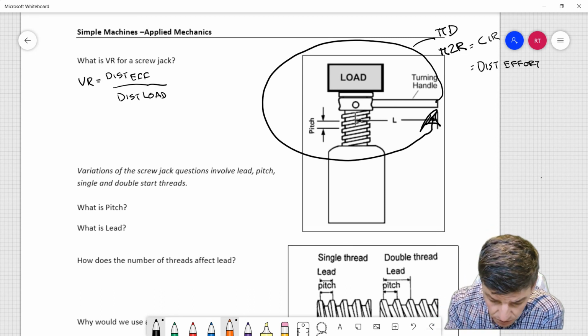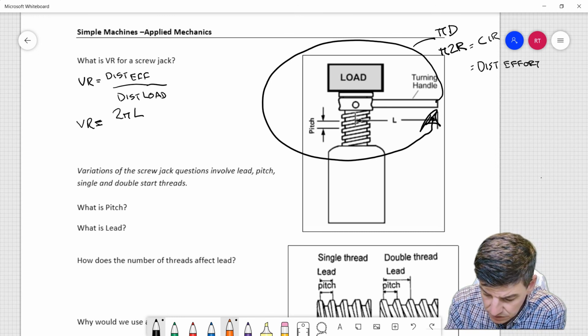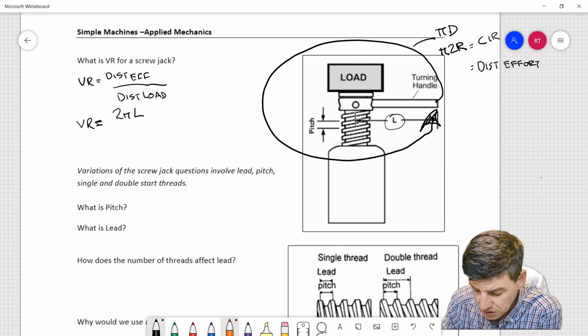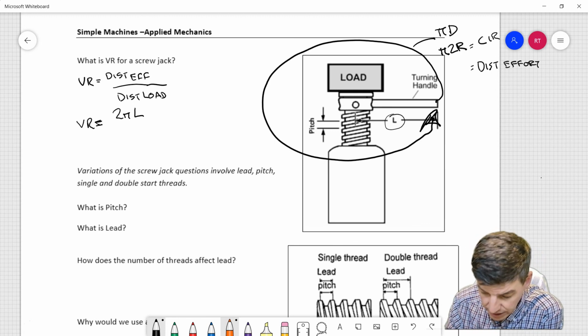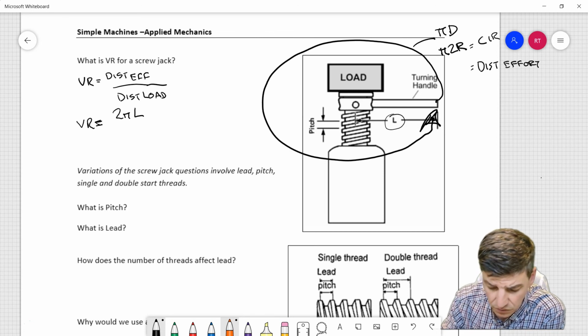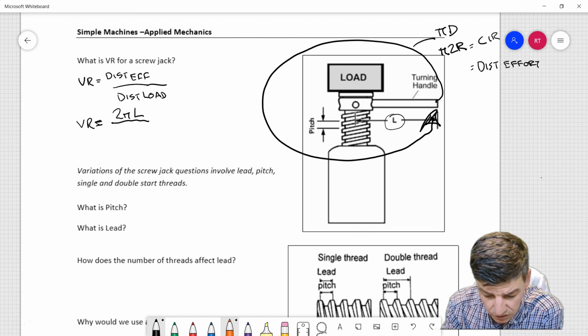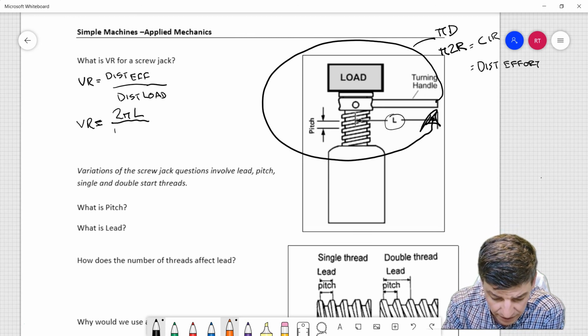So we have VR, which is equal to the distance that our effort moves. So we may call it 2 pi L. L, if we use the L value that's shown in the diagram, or else a radius. I think the length of your handle would be the L value that we use, compared to the distance that the load moves. And we have a pitch.